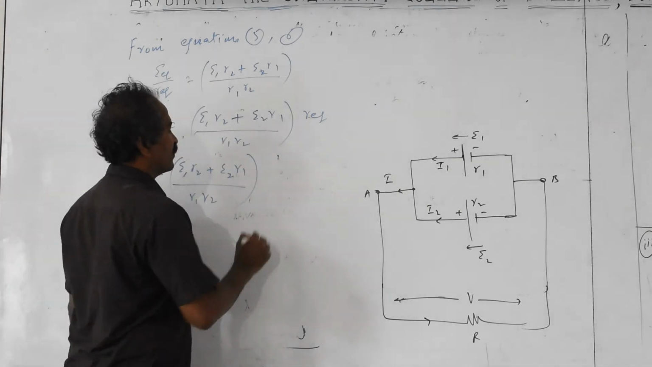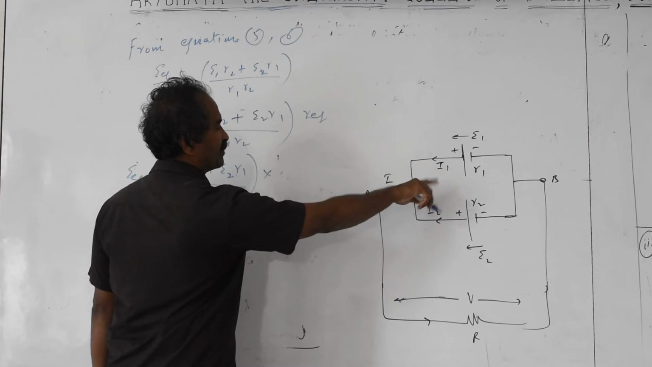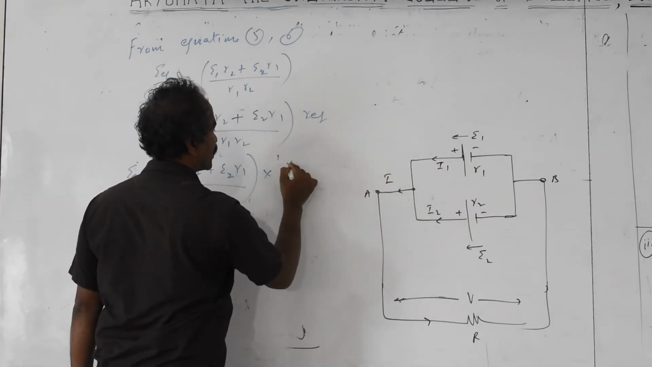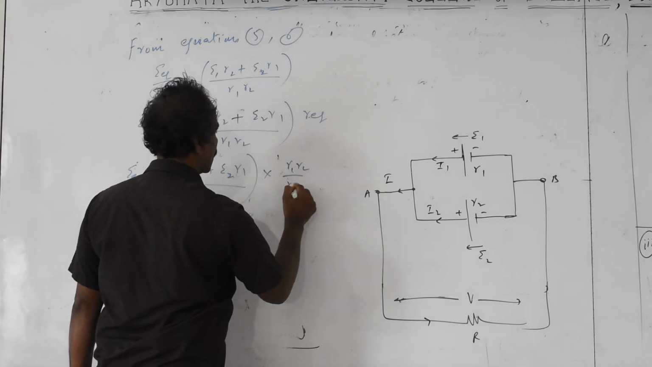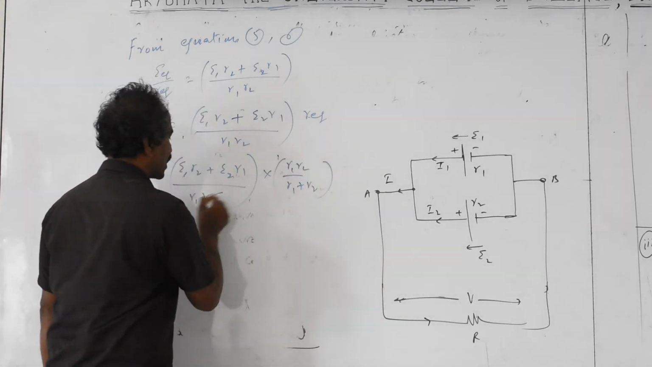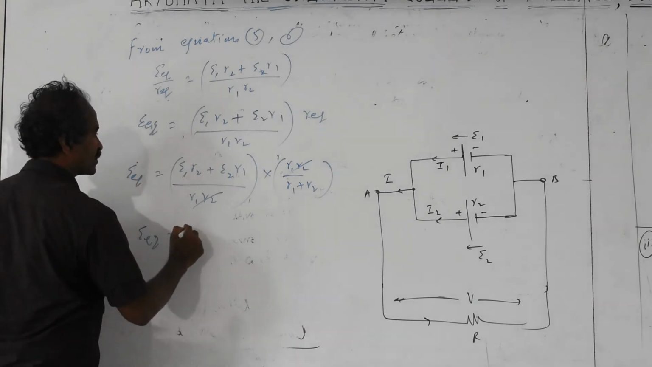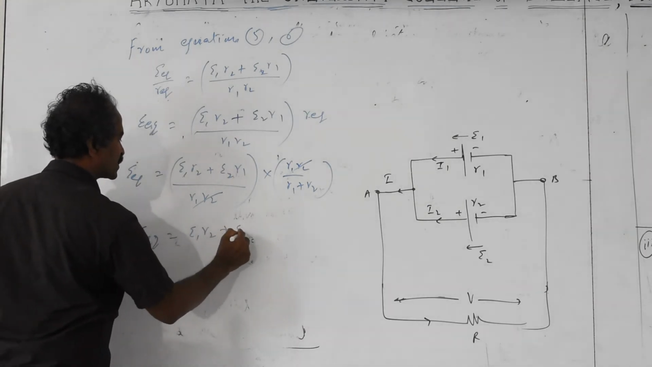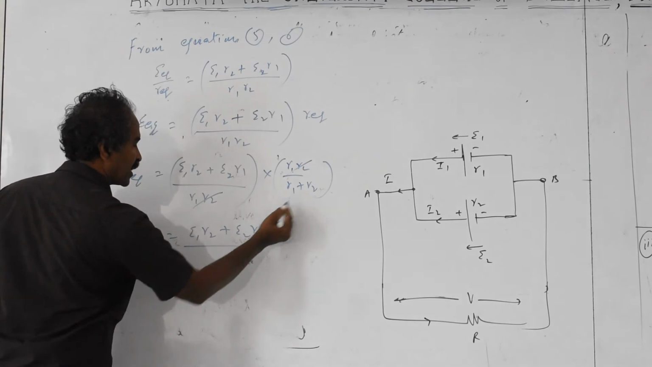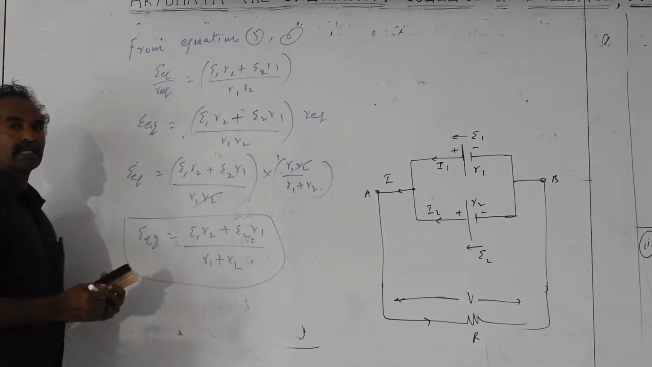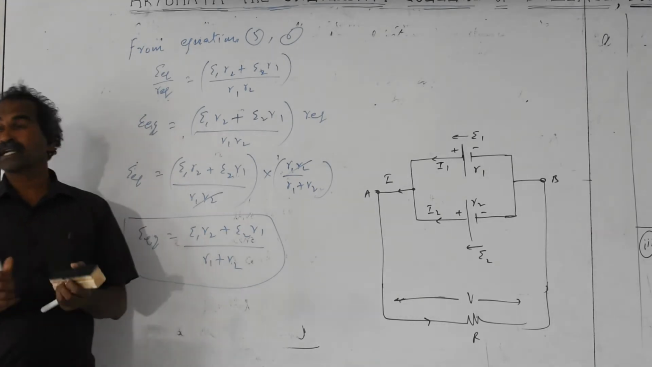R equivalent value, what we got here, is that the resistors are coming in parallel. So what you get here is R1 R2 by R1 plus R2 as the relation. R1 R2 cancels. The final expression is E equivalent is equal to E1 R2 plus E2 R1 by R1 plus R2. You have to remember this equation directly for numericals when cells are connected in parallel.